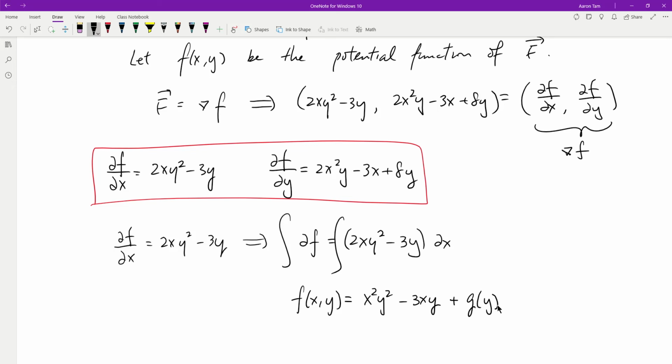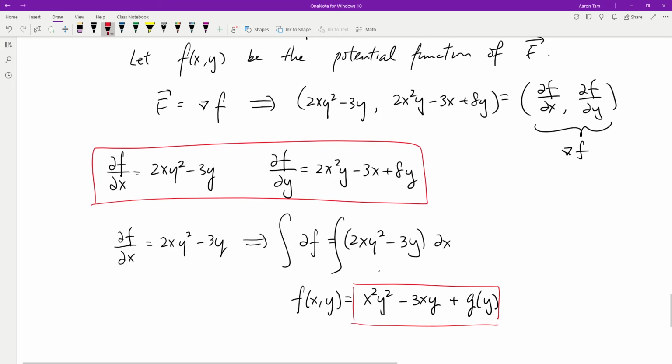The fact that it disappears when I differentiate with respect to x tells me that it's a function of y only. And if you do a quick check, if you take the derivative of this thing right here with respect to x, you find out that g of y would go away because it's a constant with respect to x. And therefore you have 2xy squared minus 3y.